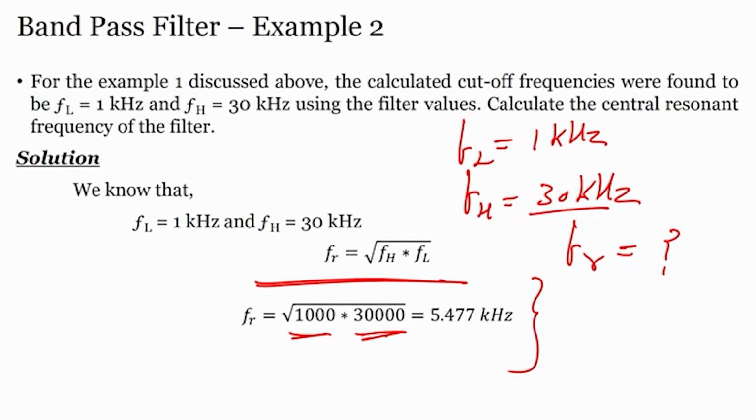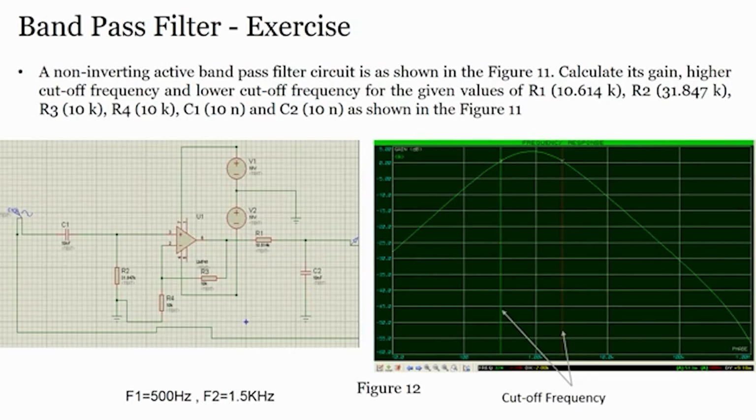5.477 kilohertz. So, again, an example of a band pass filter. You can find the solution of this kind of problem at home. It is very easy to find, extremely easy, cannot be easier than this. So, try to find it at home.